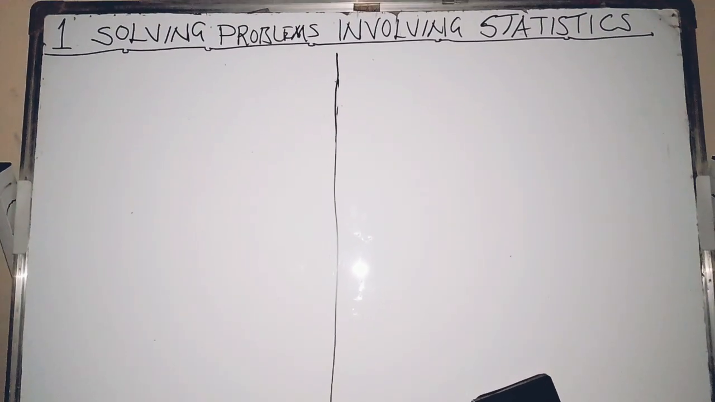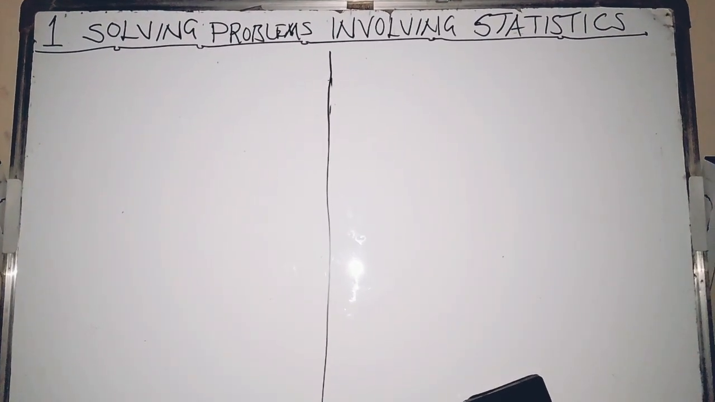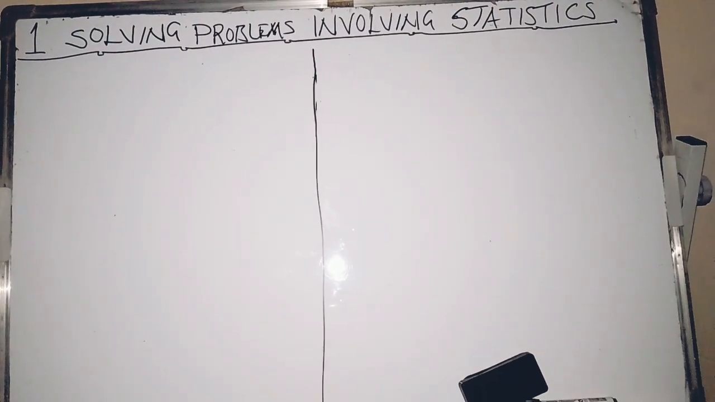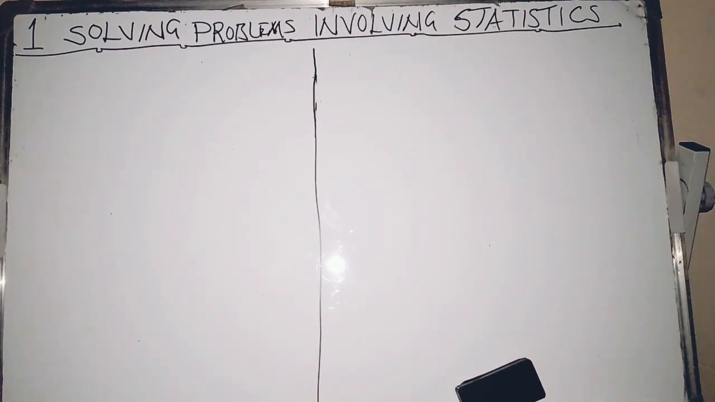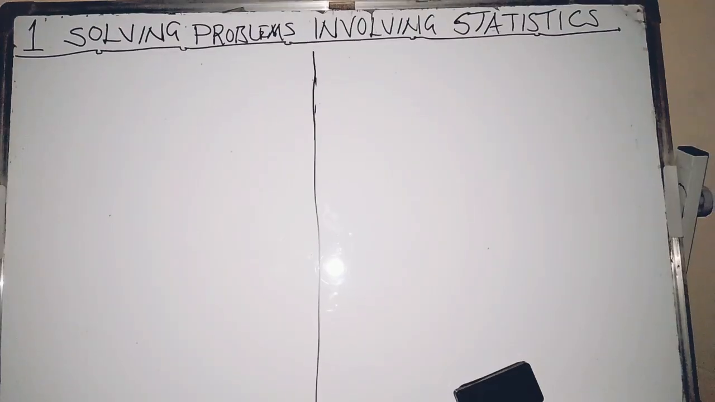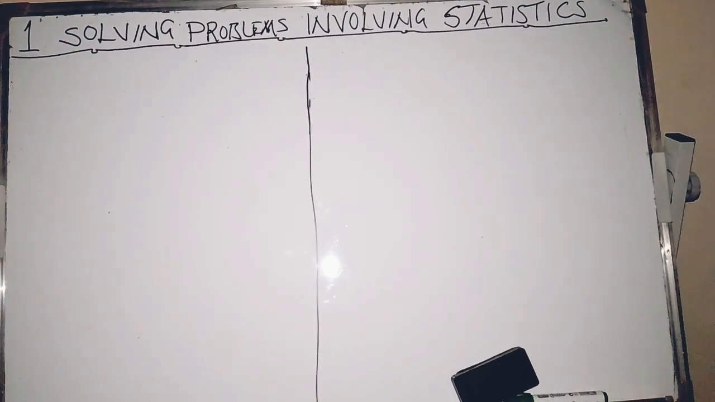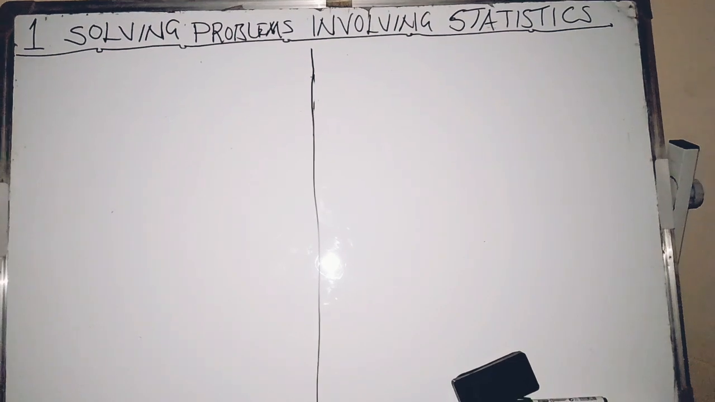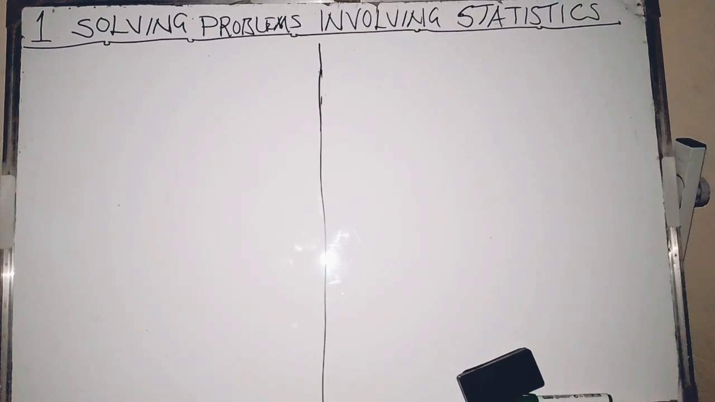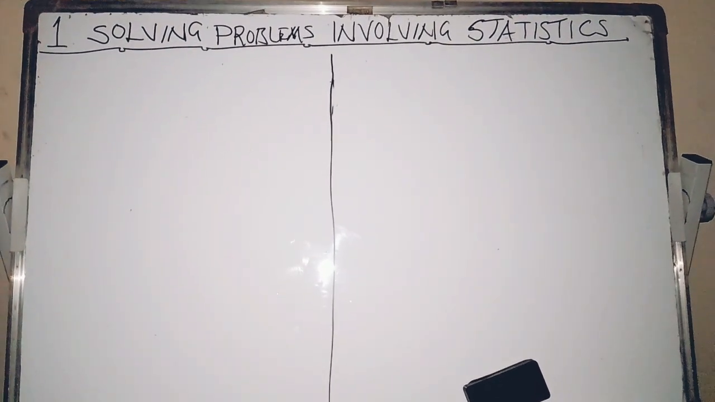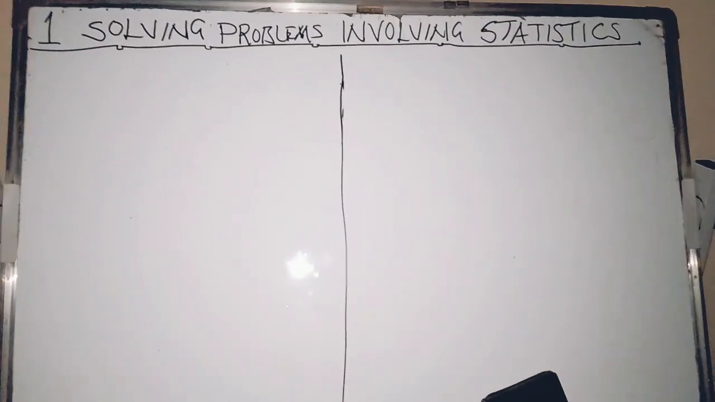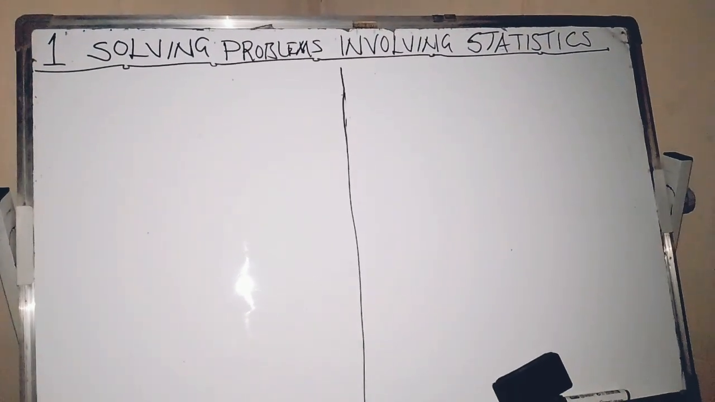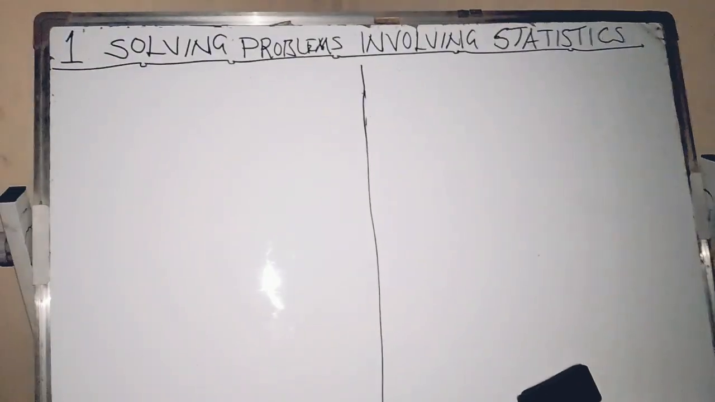We are talking about solving problems involving statistics. Under the header there are 4 topics: solving problems involving statistics, solving problems involving applied calculus, probability, and lastly imaginary numbers. Those are the 4 topics. Let's start with statistics.